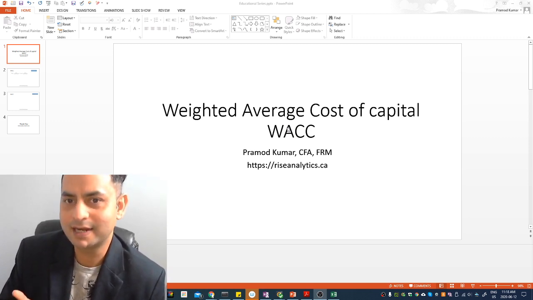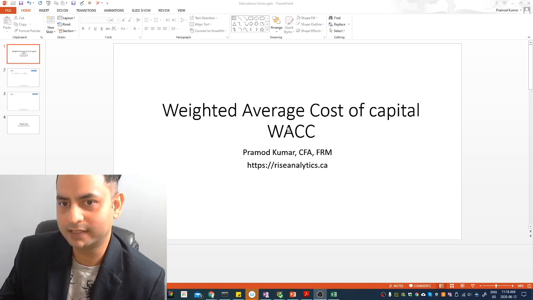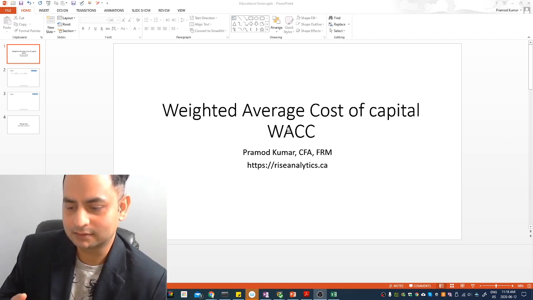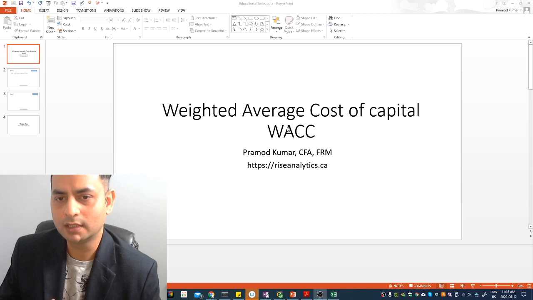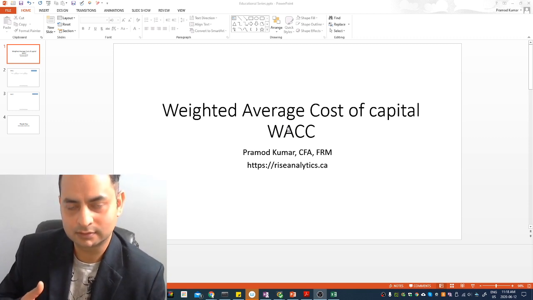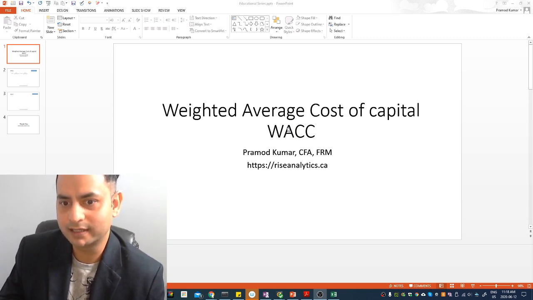Once you understand the key components of the WACC, what it is composed of, things get lined up very easily. So as usual, I'll go slowly layer by layer, and then go into more detail.